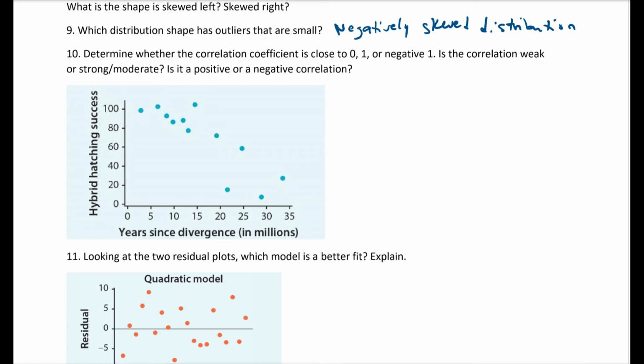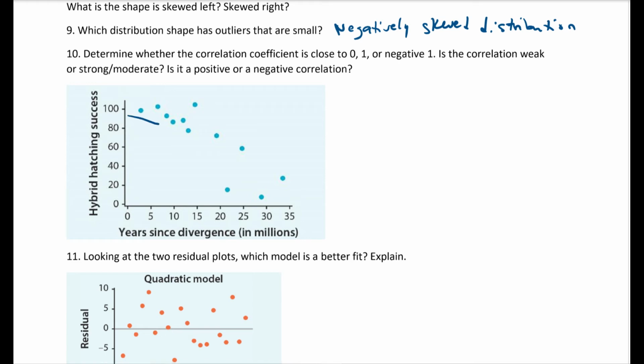Now determine whether the correlation coefficient is close to 0, 1, or -1. Is it weak or strong/moderate? Is it a positive or a negative correlation? So remember, correlation is the strength of the linear relationship between two variables. Our two variables here are hybrid hatching success and the years since divergence. Don't ask me what that was for. That's just an example. So this is a bunch of data, right? And it looks like it's going into a line, right?